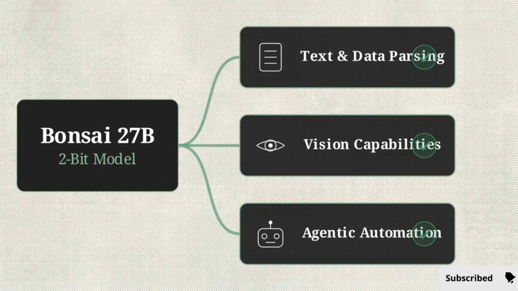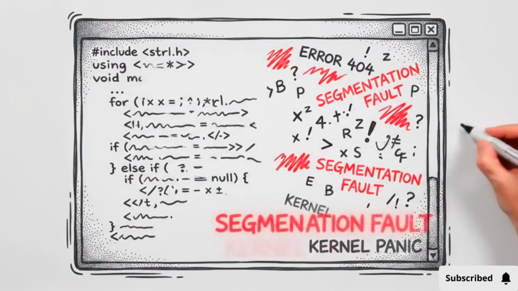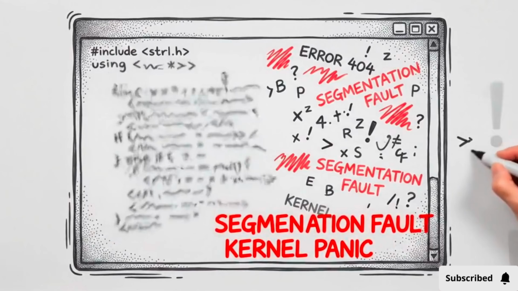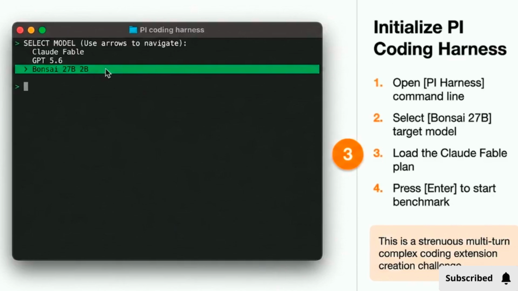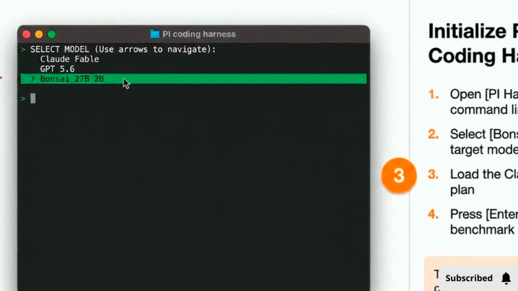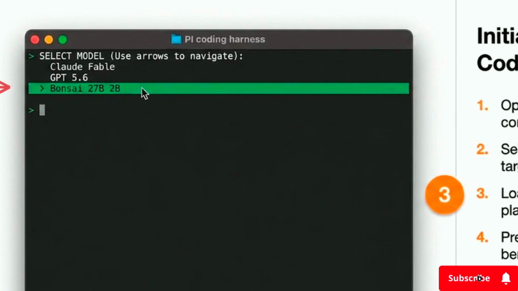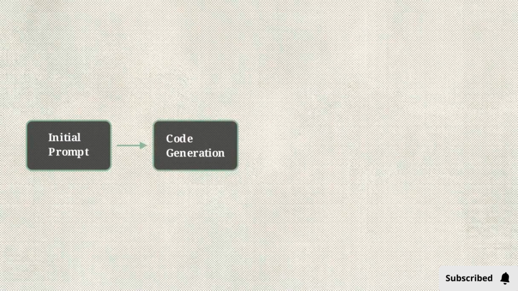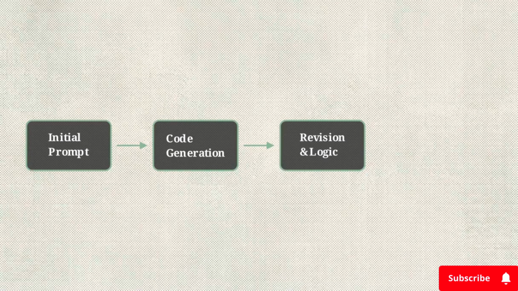To understand how to use this tool, we also have to establish exactly where the model's logic breaks down. We run it through the PI coding harness. This is a strenuous, multi-turn software engineering benchmark meant to break weak logic. We select Bonsai 27B as the target. When forced to write and revise a complex coding extension across multiple prompts, the model's reasoning fails to maintain the necessary logic.